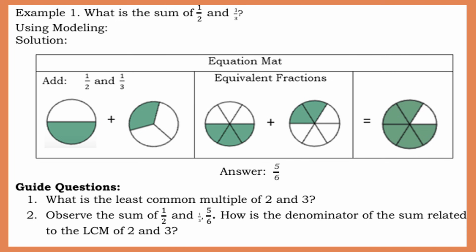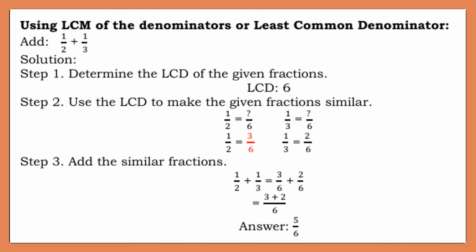Example number 1, what is the sum of 1/2 and 1/3? We have here the equation and guide questions. What is the least common multiple of 2 and 3? Observe the sum of 1/2 and 1/3, 5/6. How is the denominator of the sum related to the LCM of 2 and 3? Using the LCM of the denominators or least common denominator, add 1/2 plus 1/3.